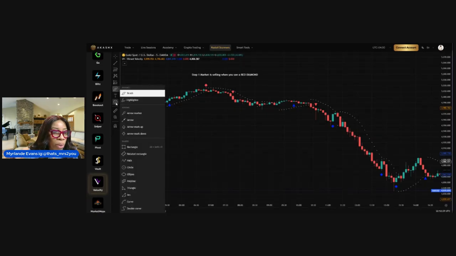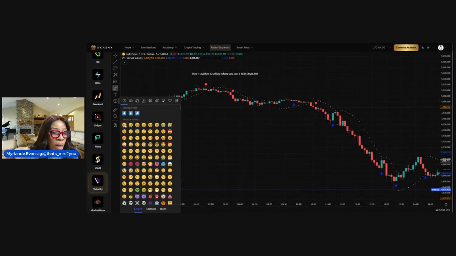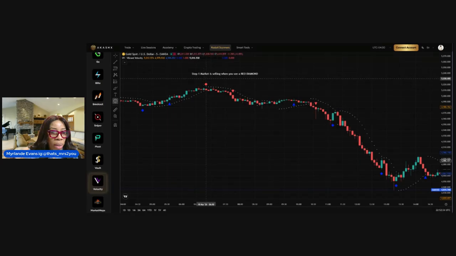Okay, so I'm going to put a little emoji right here. Okay, the market is selling. Here is my red diamond. That's step number 1. Okay, now step number 2, we want to look for a triangle. So if I look here on the screen, I see that there's a triangle that appeared a couple of candles in the future from that initial diamond. Now, keep in mind, we're looking at the market as it already has played out today.